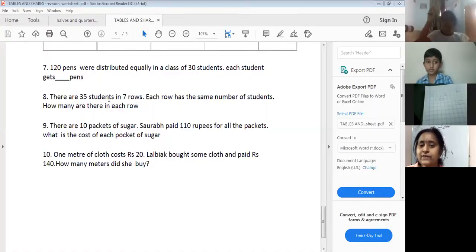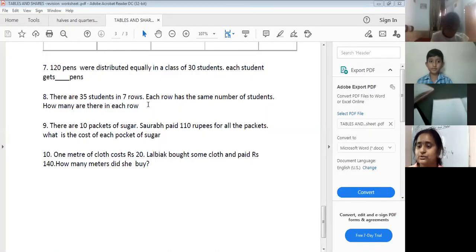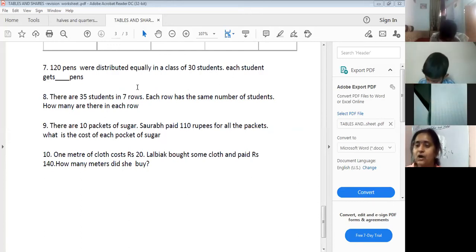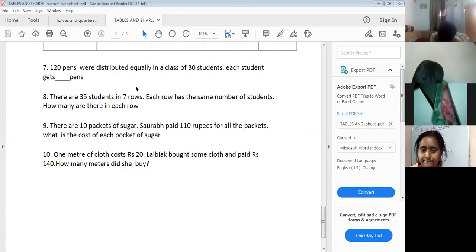There are 35 students in 7 rows. Each row has the same number of students. How many are there in each row? In 7 rows, 35 children. In 1 row, how many children? What do we have to do? Division. So 35 divided by 7. Tell me.